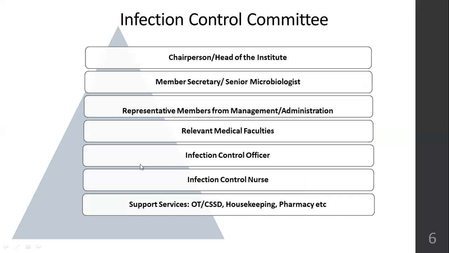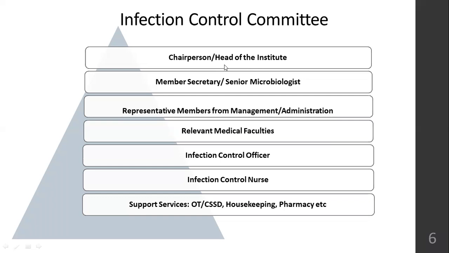Then infection control committee. The chairperson or head of the institute of the hospital has the topmost position when it comes to this pyramid, this organizational chart. They are the leader. Whoever is the chairperson or head of the institution, it could be an administrator, CEO, owner of the hospital. Anyone who is at the topmost level, they are also part of this committee.